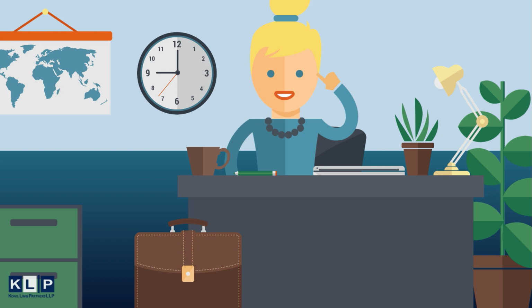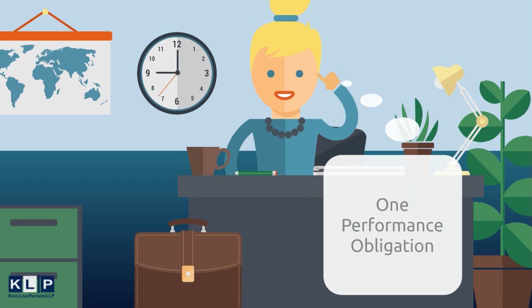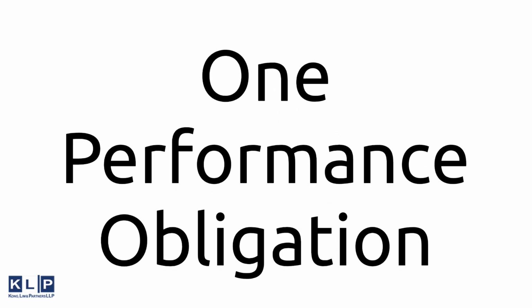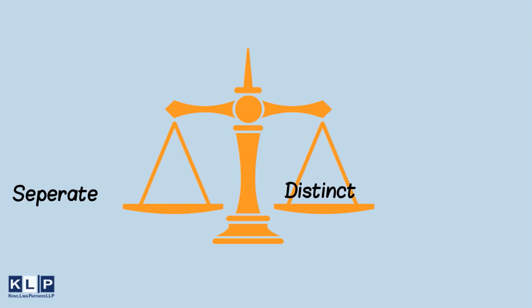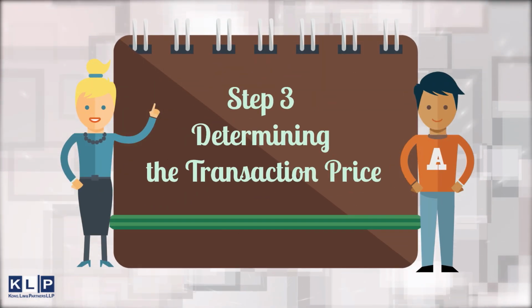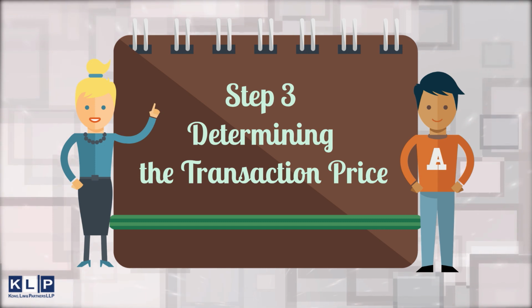For example, hiring a photographer for an event, which is a distinct service, or hiring an accountant for monthly accounting services, which is a series of distinct services of the same pattern. A contract for these services can be treated as one performance obligation even if it spans a long time. The key thing in this second step is to be able to identify if the performance obligation is to be treated separately or distinctly.